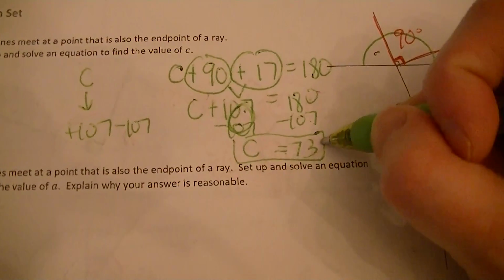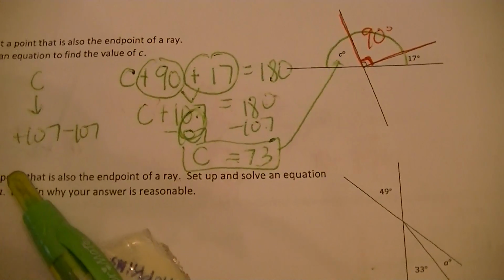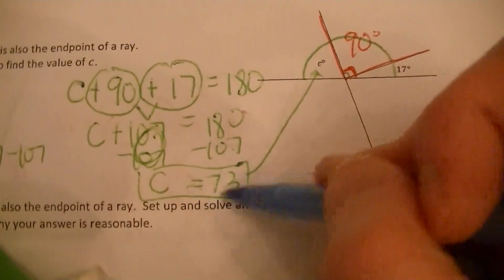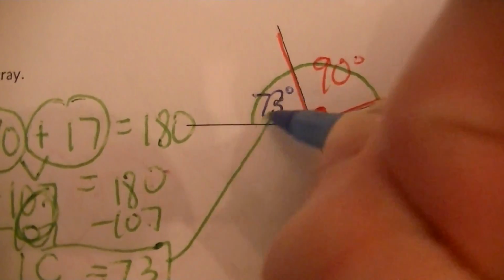But remember, you always have to put it back up in there to see if we have to do anything further once we found the variable value. So all we have to do is just add a degree sign. So it's 73 degrees. Okay?